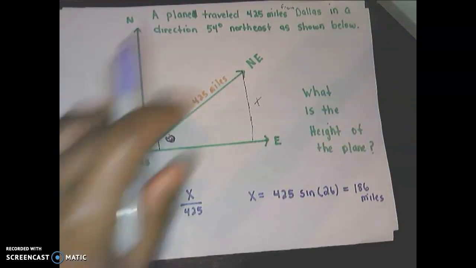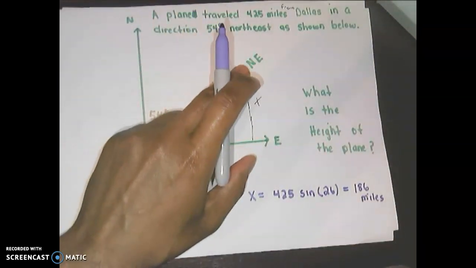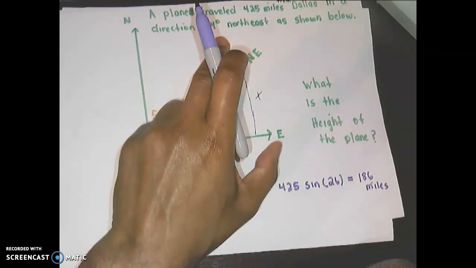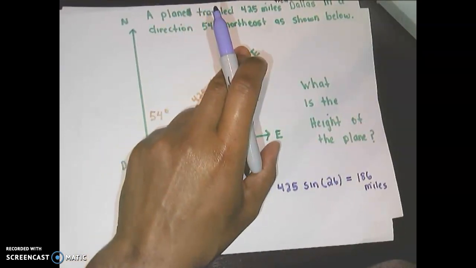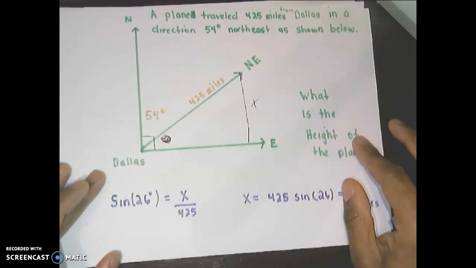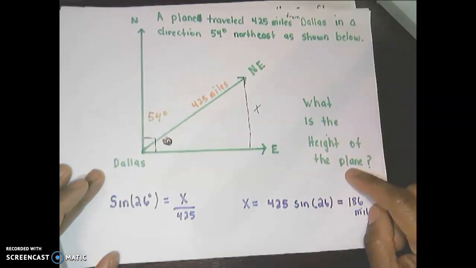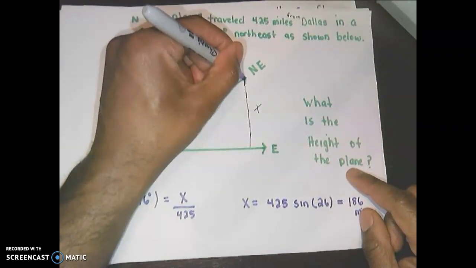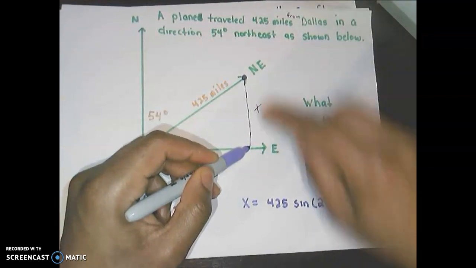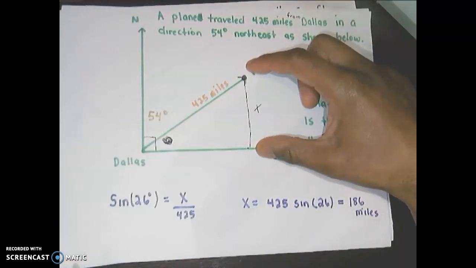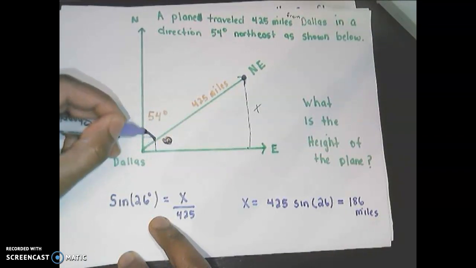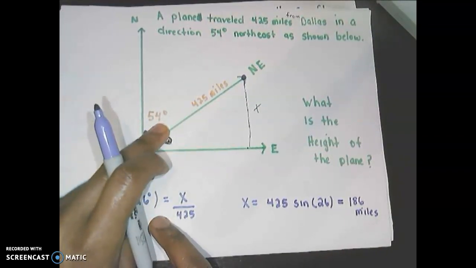A plane traveled 425 miles from Dallas in a direction 54 degrees northeast as shown below. This question is wanting us to find the height of the plane. So this is the plane right here, and we want to know how high the plane is above the ground. So that's going to be this distance x here. Now they gave us this angle right here, just this portion of the angle was 54 degrees.